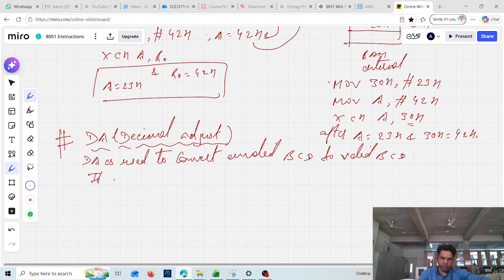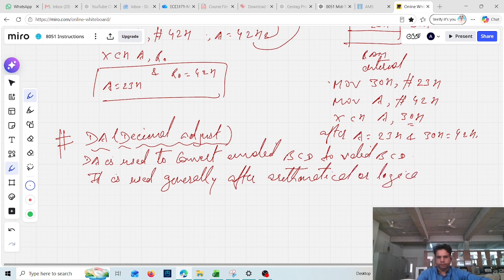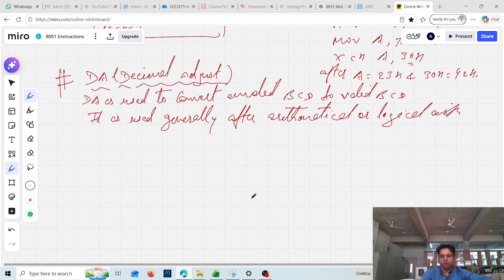First of all, let us try to understand this decimal adjust. What is a BCD number? We have to know this BCD, which is called binary coded decimal digit.